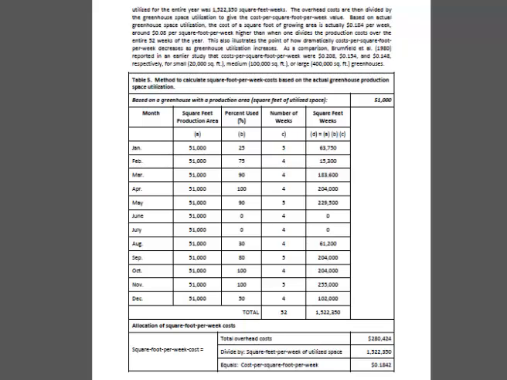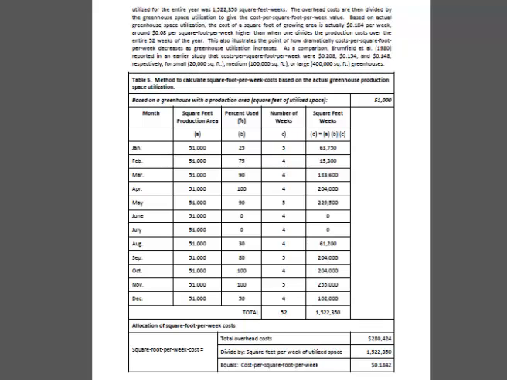So if your greenhouse were in production 52 weeks out of the year, the method you just saw would be great. But we all know that most greenhouses are not completely in total production 52 weeks out of the year. So if we return to page 5 of your text, you'll see in table 5 that there is a method to calculate square foot per week based on the actual greenhouse production.